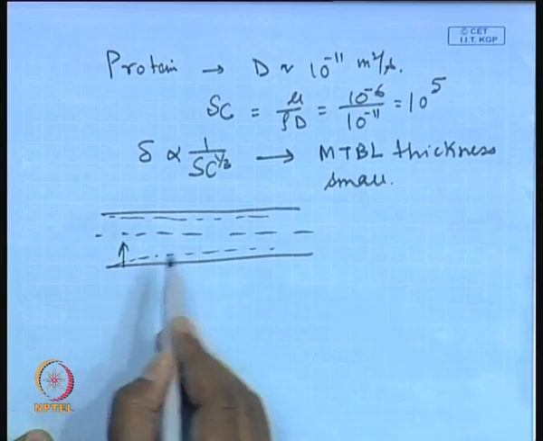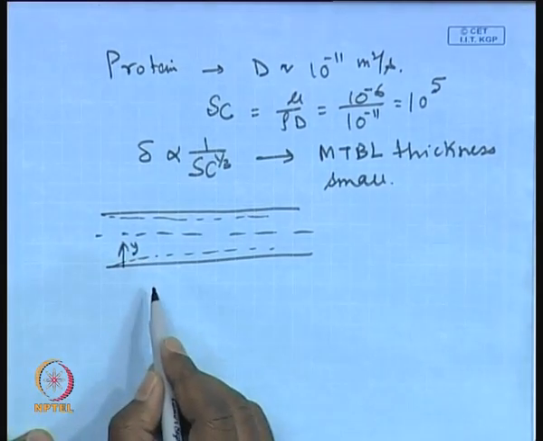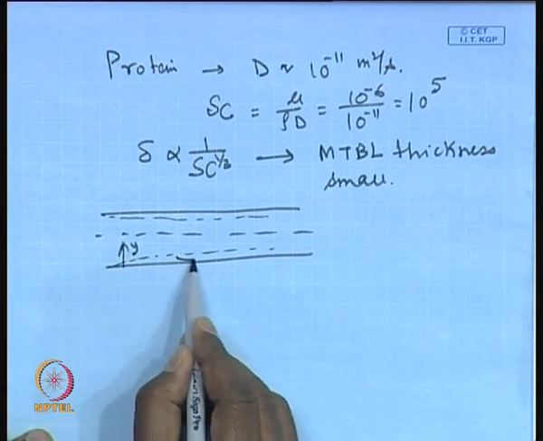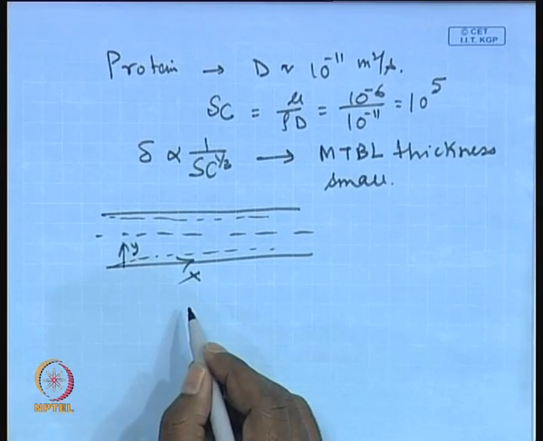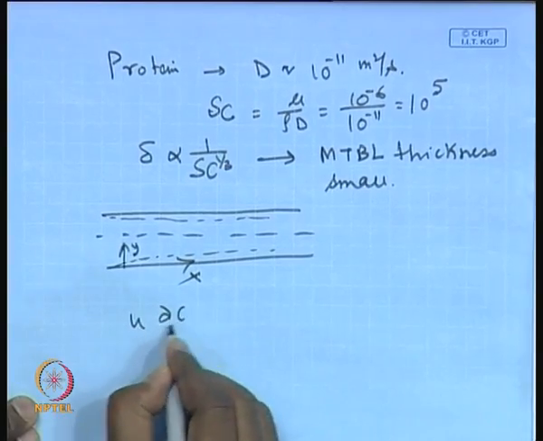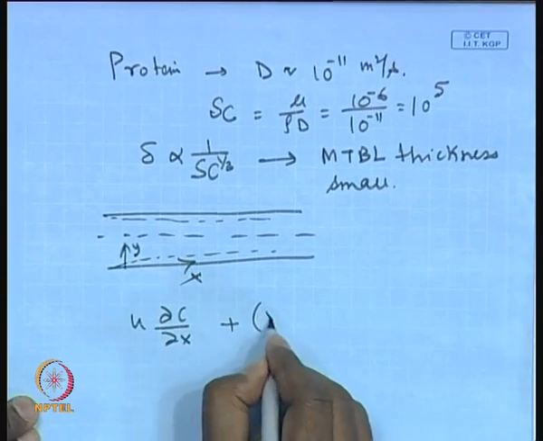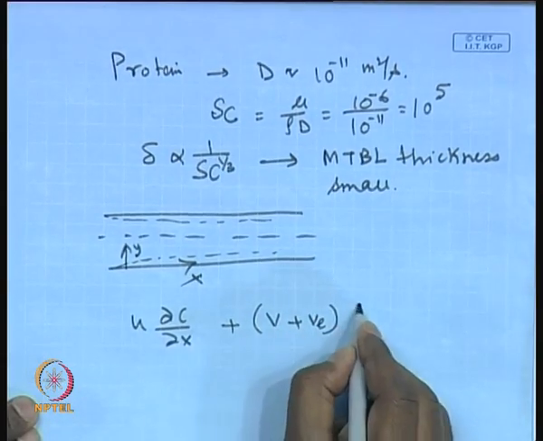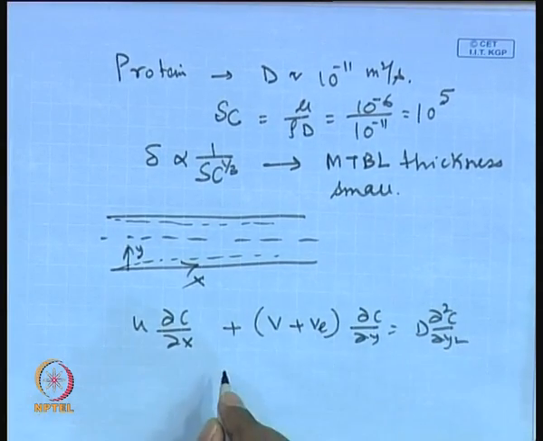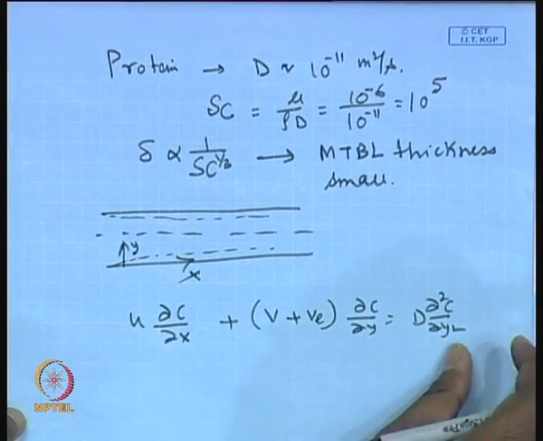So, you can set up your y coordinate from the wall, going into the center, and the x coordinate is as before. Under this condition, the solute mass balance equation in the radial polar coordinate system will boil down to the rectangular coordinate system. So, this becomes u del c del x plus v del c del y is equal to D del square c del y square, where y is the coordinate away from the wall.